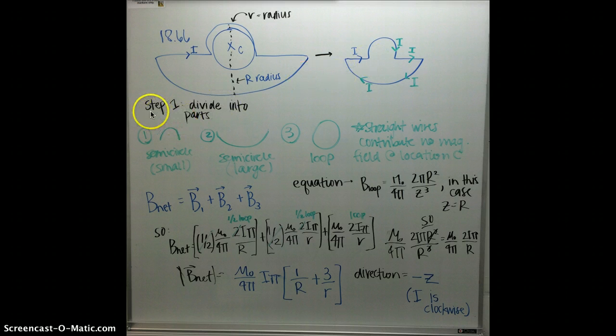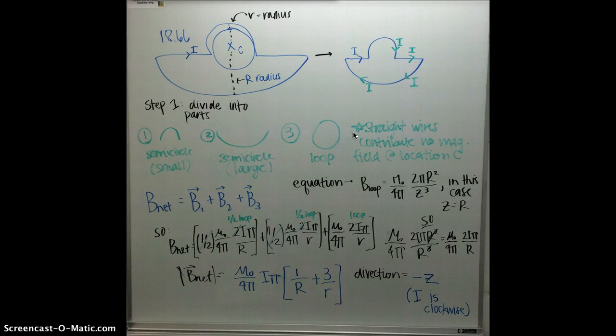Then what I did was divide what we have into several different parts. The first part is the semicircle on the top, the small one. The second part is a semicircle that's large on the bottom. And the third part is the loop overall, which is that small circle that surrounds location C.